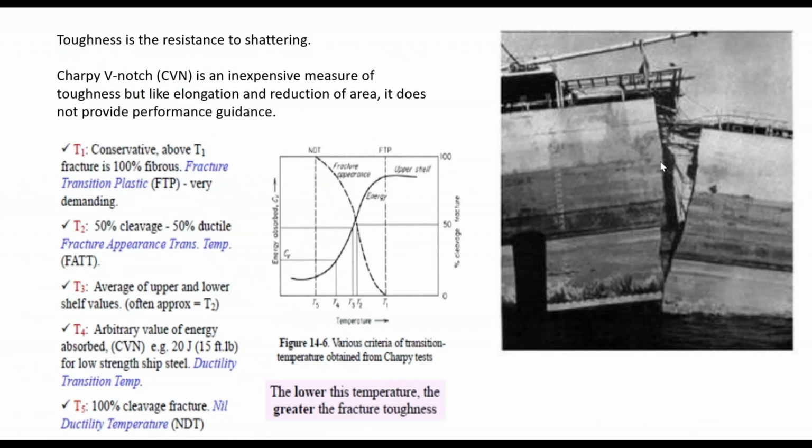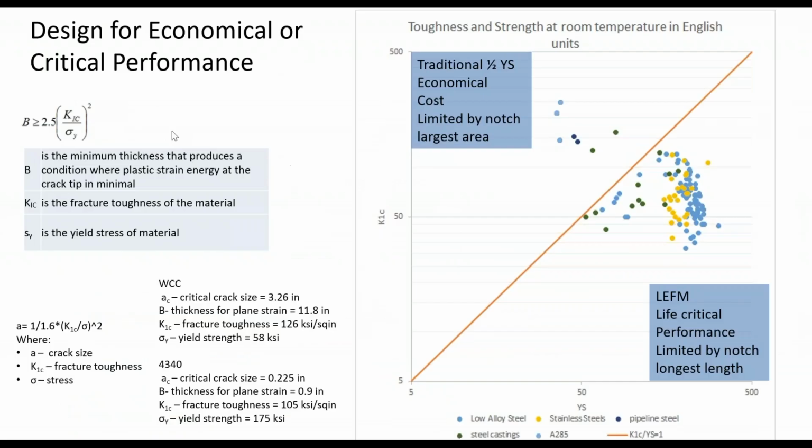The other challenge is toughness. Toughness is when we shatter rather than crack. Charpy V-notch is an inexpensive measure of toughness, but just like elongation and reduction in area, it doesn't provide any real performance guidance. In fact, if you look, the fracture toughness, K1C, provides some notion of the ability of the material to resist shattering.